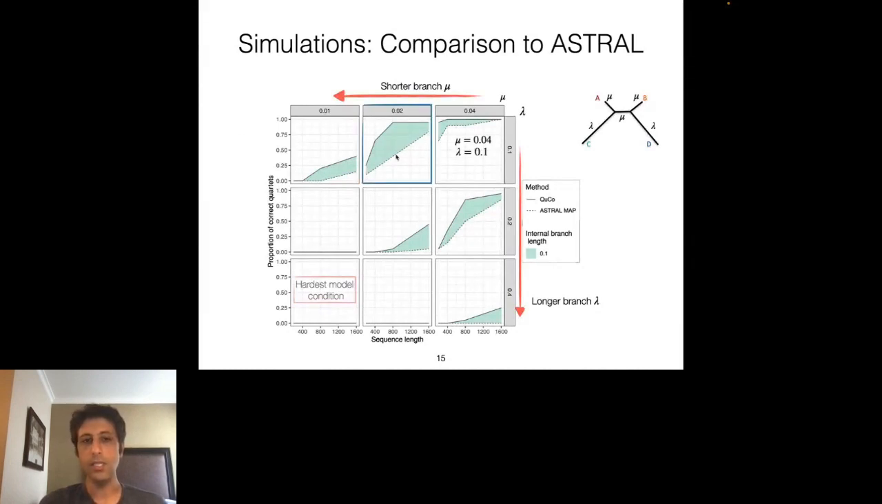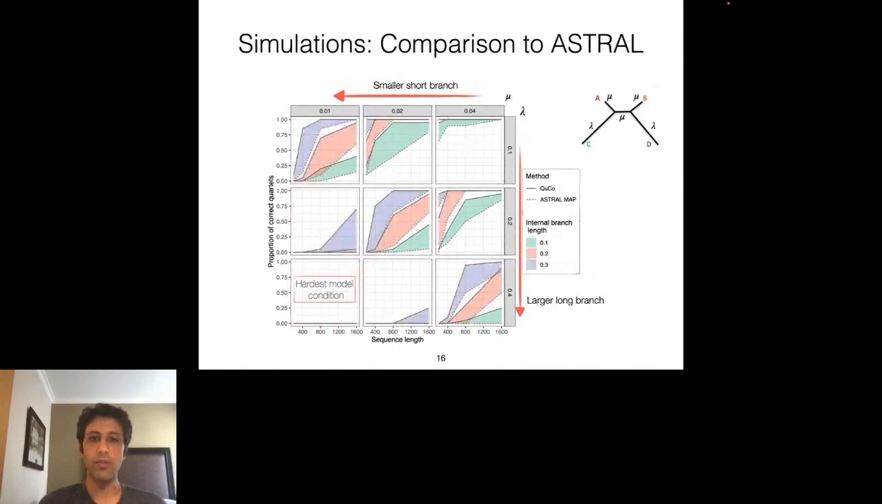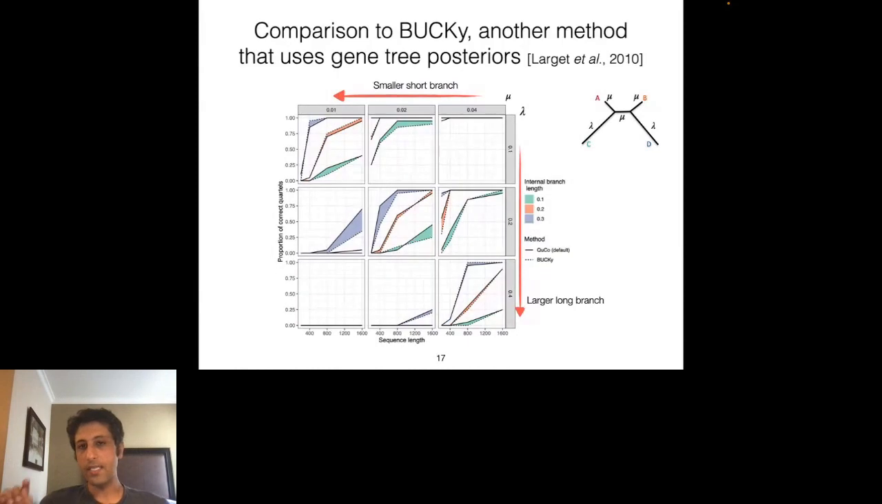Some patterns: there are some conditions where we get a lot of improvements. There are some of these difficult conditions where the long branch is 20 times longer than the short branch or something like that. In those conditions, neither method works. There's just too much long branch attraction for either method. And there are, of course, conditions where both of them work pretty well. If you reduce the amount of ILS, the problem becomes easier for both methods, and some of these difficult conditions get rescued, but you can still have conditions where neither method works well if you have enough long branch attraction. Okay, so that's the comparison to Astral.